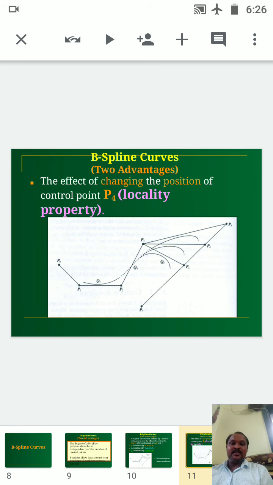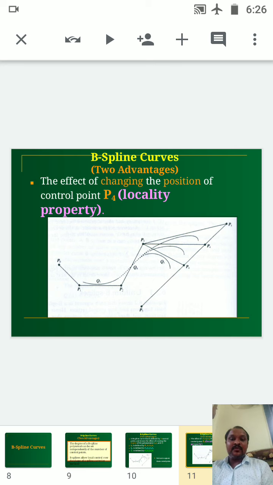So one more advantage is the effect of changing the position of a control point. The effect of changing the position of the control point, we can call it the locality property. Here in the B-spline, this is a very important thing. It is very advantageous, that is, the locality property will give you very effective changing of the position of the curve. Let us see here in this point. P1, P2, P3 and P4 points are there. So that P4 point will give you 3 different sets of control points.